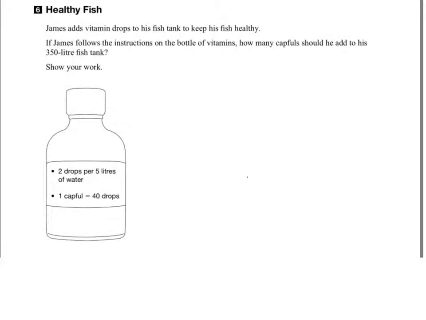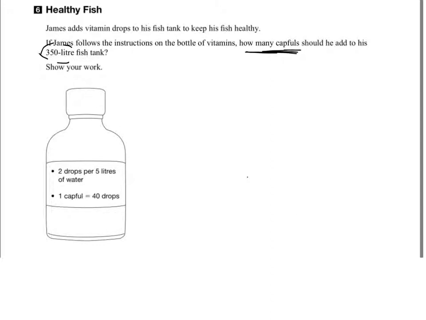Okay, so James adds vitamin drops to his fish tank to keep his fish healthy. If James follows the instructions on the bottle of vitamins, how many capfuls, okay, this is what they're asking us, should he add to his 350-liter fish tank? Okay, so what information do we know from this question?